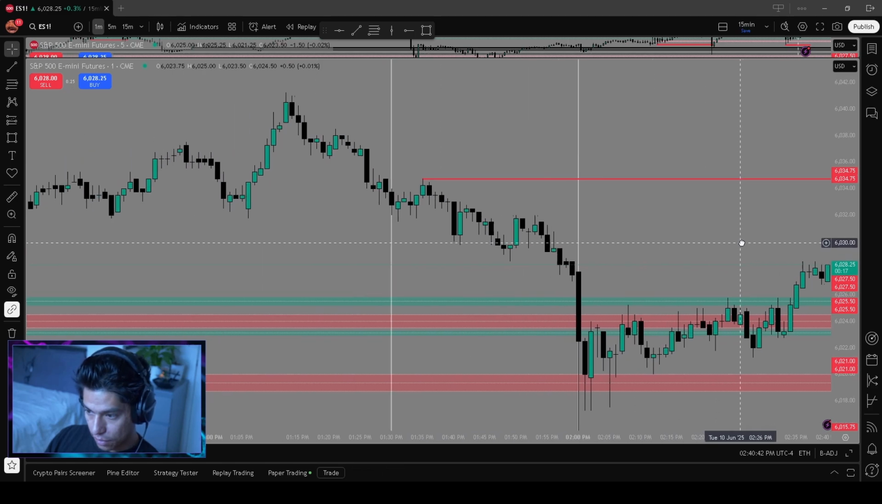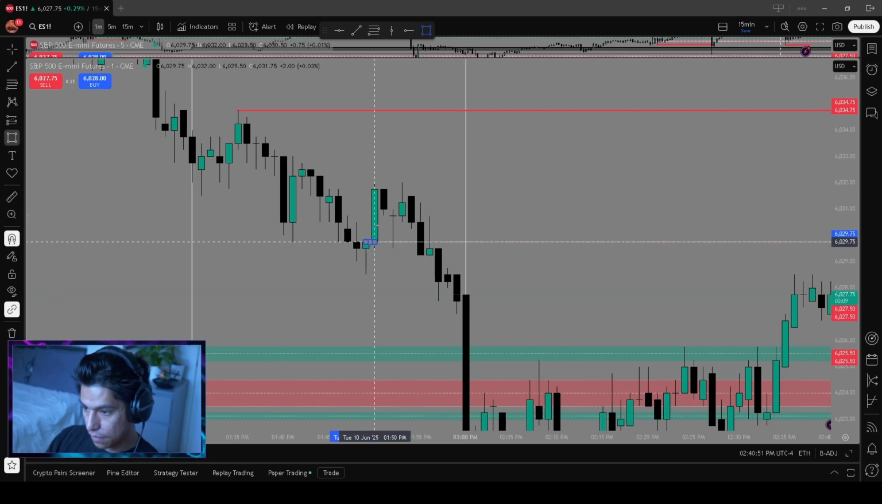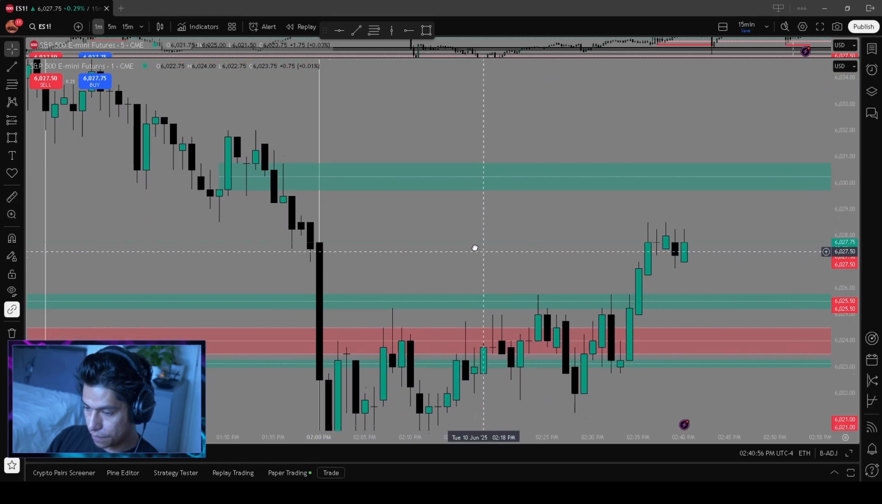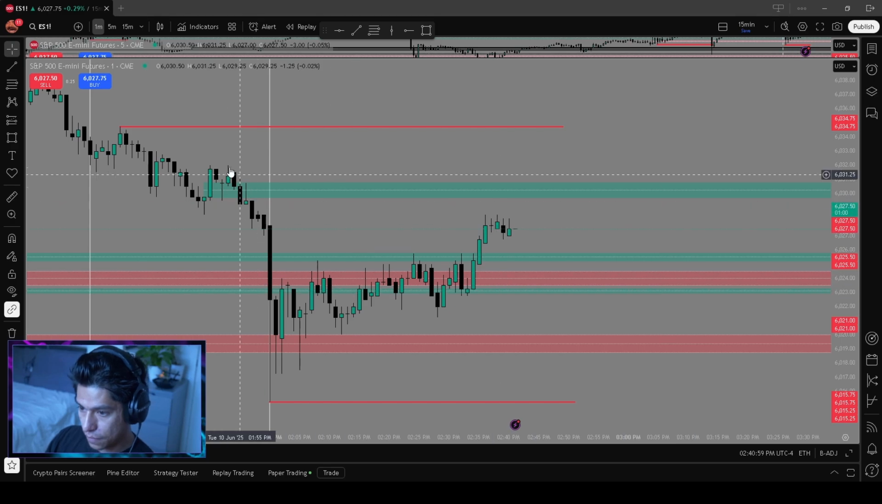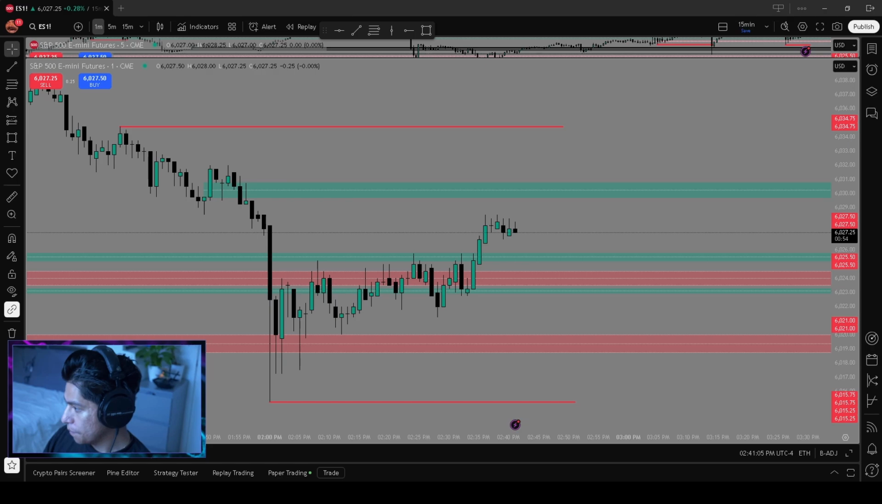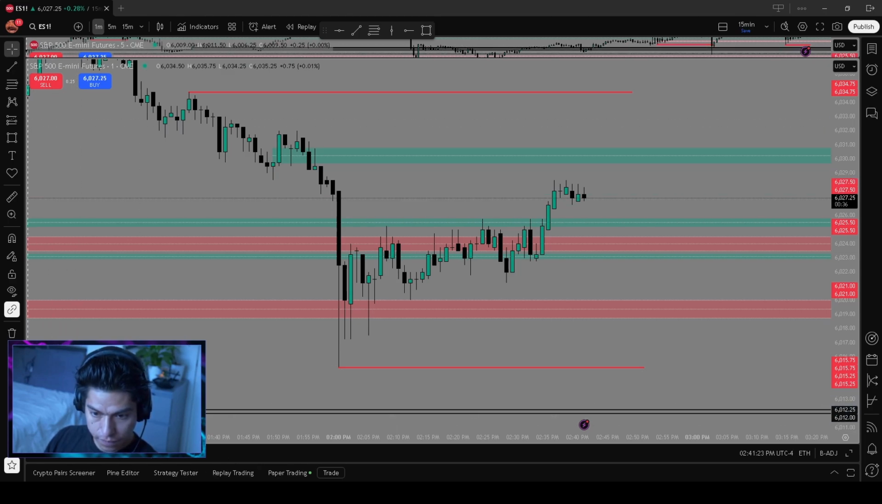Okay, so we still have to mark the first presented fair value gap. So it'd probably be this one right here. And this one we make blue. Now that we have that, what I like to do is a top-down analysis. And I like to look at a monthly, a weekly chart, and then also a daily.